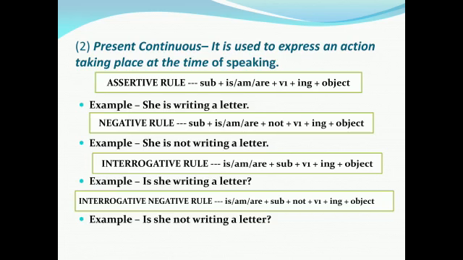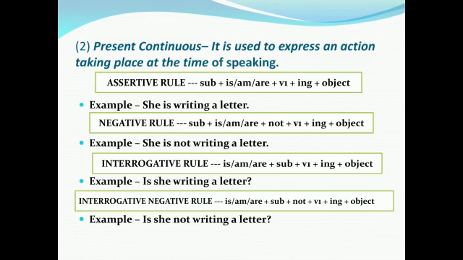So the rule will be is, am, are. Am will be: Am I writing a letter? Are you writing a letter? Are they writing a letter? So accordingly, is or am or are plus subject plus V1 plus ing plus object.